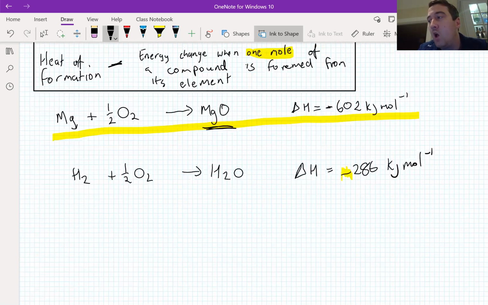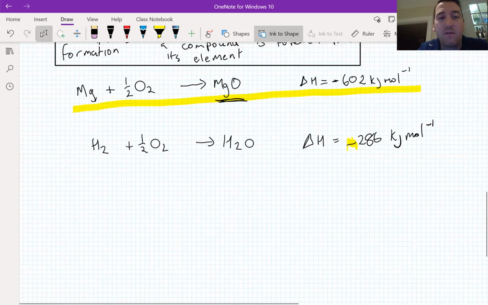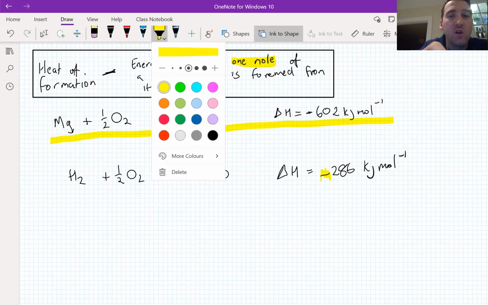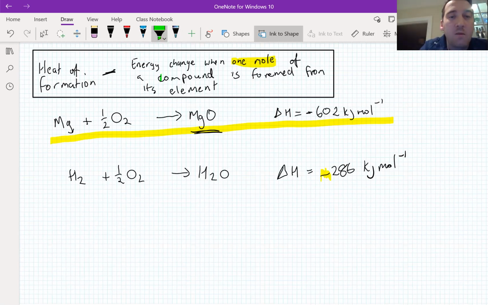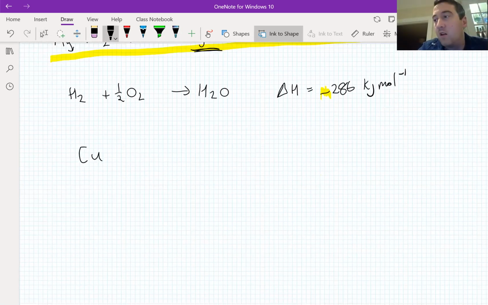Now, one important thing to note about this definition is it's the energy change when 1 mole of a compound is formed. That means if we take something like Cu, copper, and we break up the copper atoms and then they just join back together as Cu, will there be a delta H? Well, this goes back to what I was saying earlier.